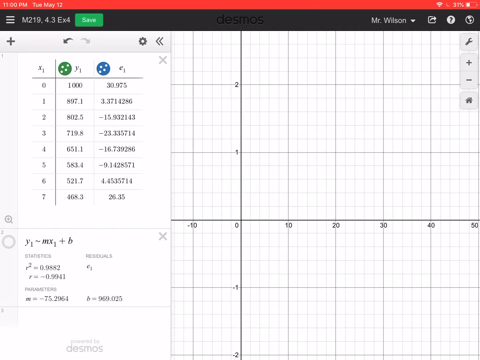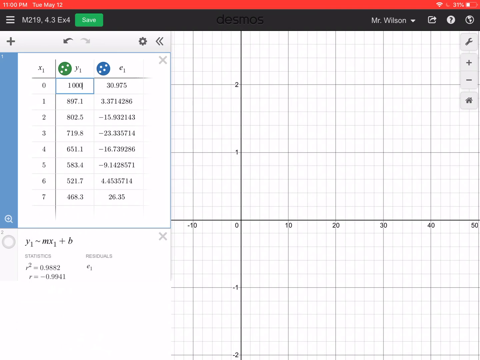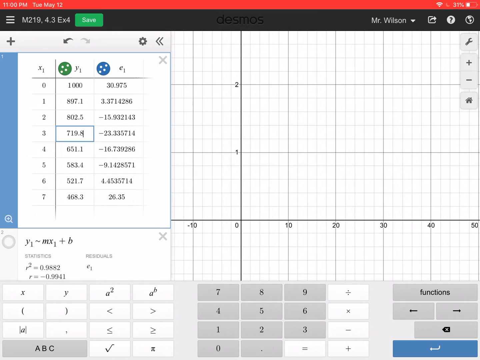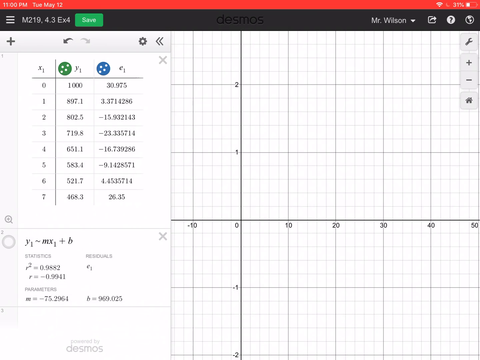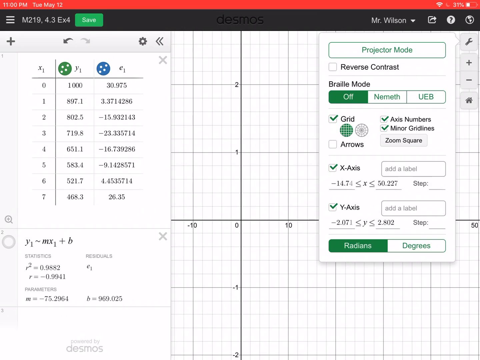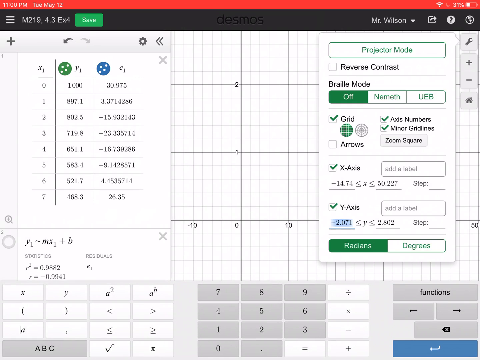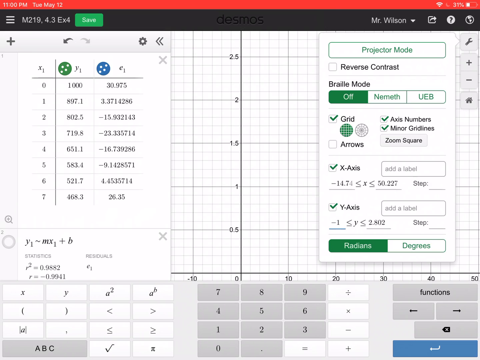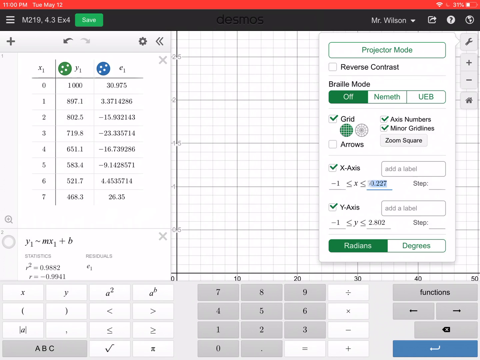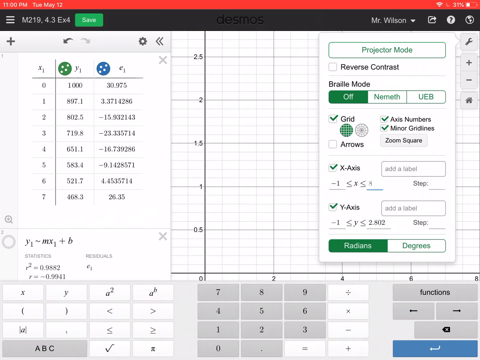Now let me go ahead and show you this data. Obviously we can't see it right now, because look at where these values are: 1,000, 700, 400. The lowest value is 468. So we need to change our scale a little bit. The x's go from 0 to 7, so I'm just going to go just outside of that. Whoops, sorry, that's my x-axis. Negative 1 to 8. Then the y values go as low as 468, so let's start at 450, and they go as high as 1,000, so let's go up to 1,050.